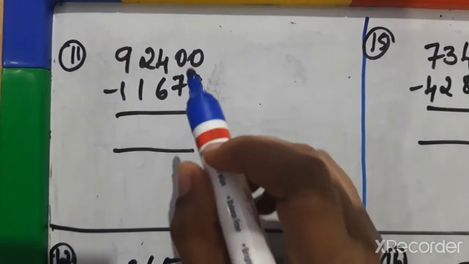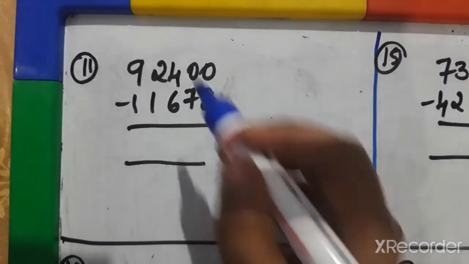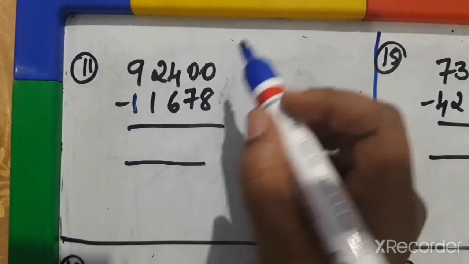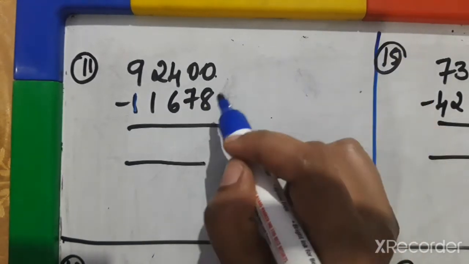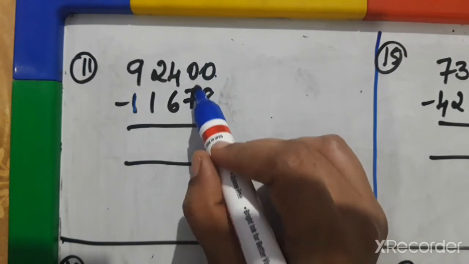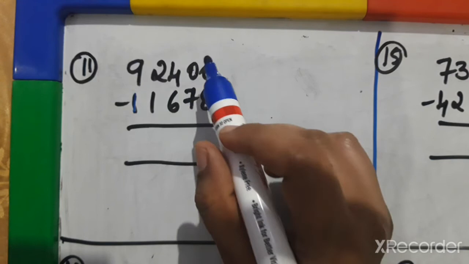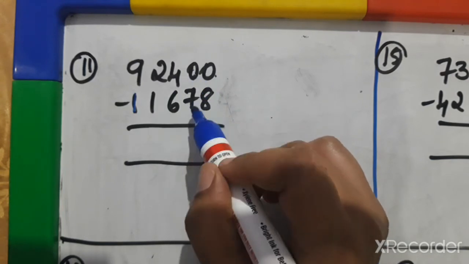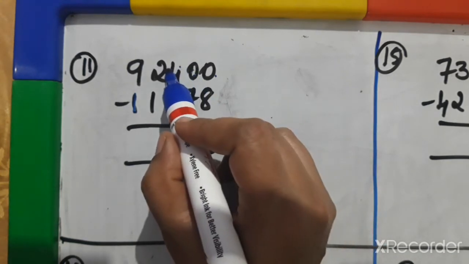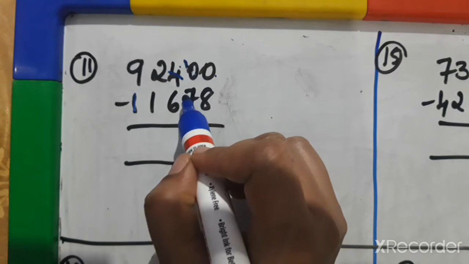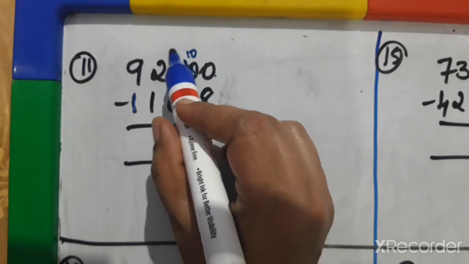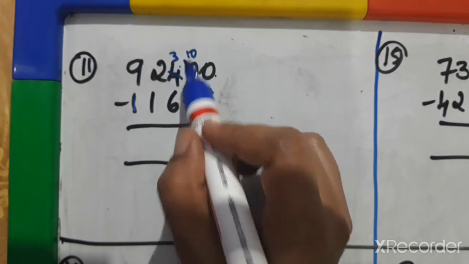Now 11th question, 92,400 minus 11,678. Now we have 0 rupees, means no rupees. We want to spend 8 rupees to buy a pen. So what will we do? Knock next door, next friend. So here our next best friend also has 0 rupees, and the next friend has 4 rupees. So out of 4 this friend will give 1 to here. So it becomes 10. This will become 10. And 4 is now 3 because 4 gave 1 to his friend.